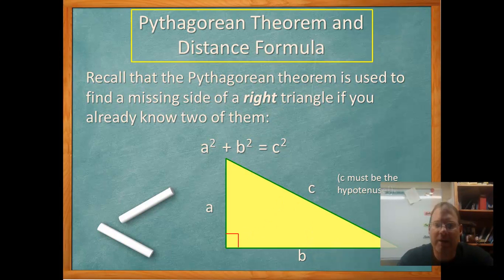The a and the b don't matter. This side could just as well be b, and this side could just as well be a. That would not matter, just as long as c is the hypotenuse.